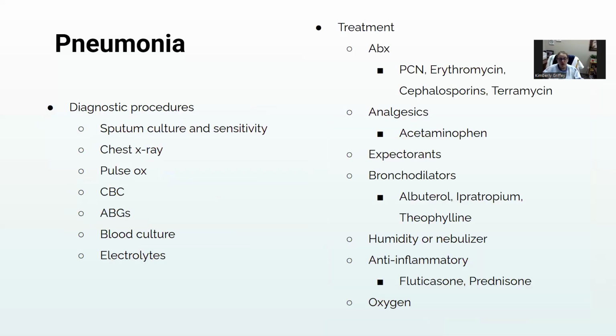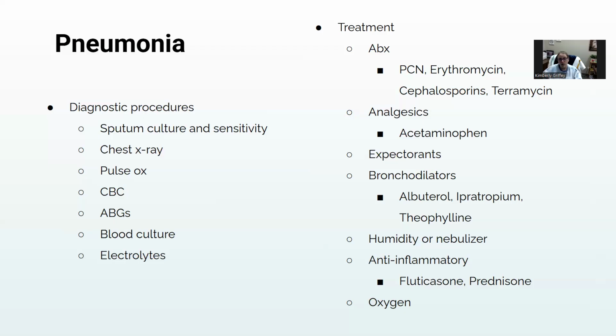Diagnostic procedures, you can do a sputum culture and sensitivity. So if you have a lot of productive cough, it can look to see if you have a fungus or some type of bacterial pneumonia. You can do a chest x-ray to see how far involved it is. Even a pulse ox can kind of help diagnose it. CBC, you're going to look for a high white count, ABGs. So we're looking at air exchange and how much oxygen is bound to your hemoglobin. A blood culture and electrolytes.